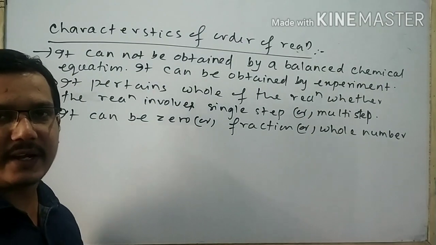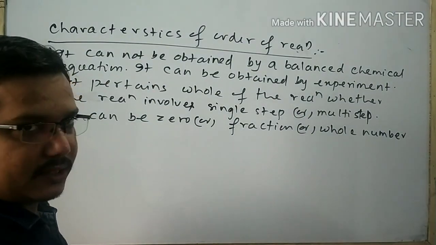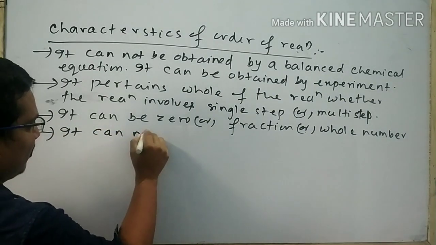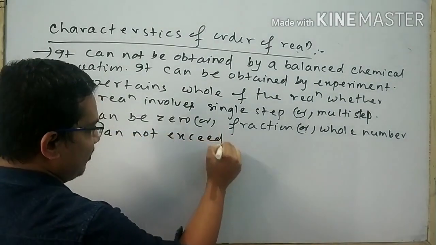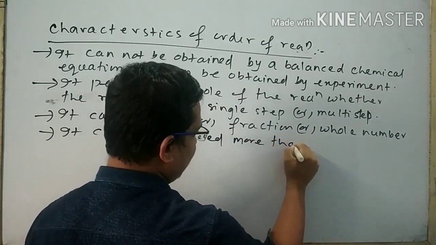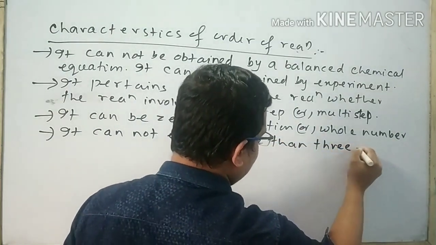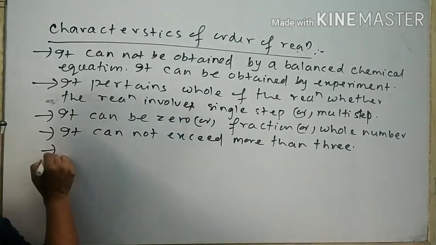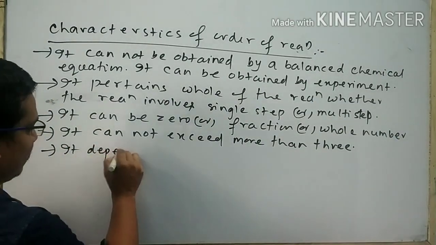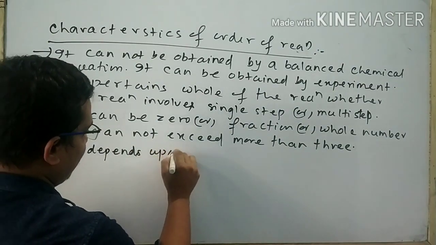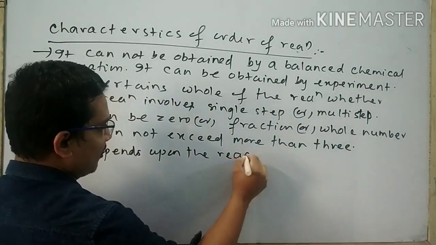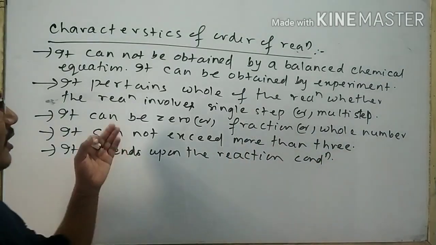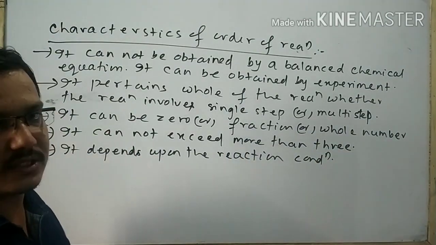Order of reaction cannot exceed more than 3. So we can write, it cannot exceed more than 3. Order of reaction depends upon the reaction condition. It depends upon the reaction condition. These are the characteristics of order of reaction.